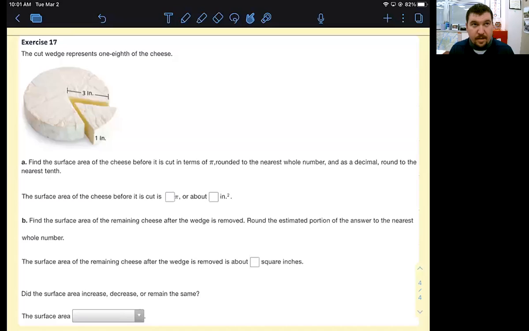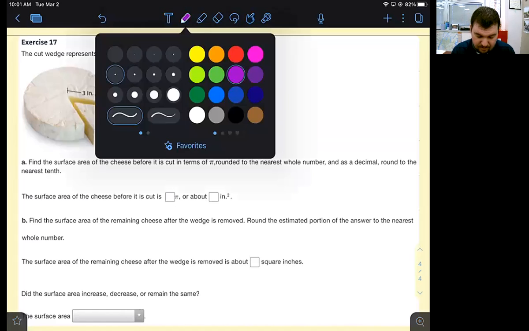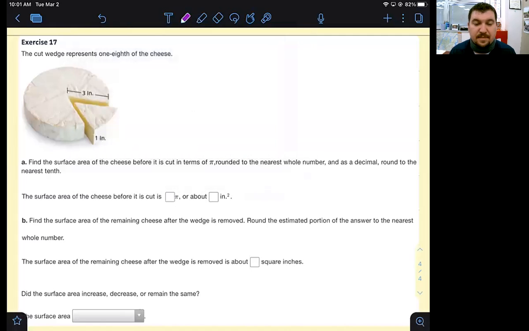But for right now, what I'm actually going to look at to start with is the last question from your 9.3 notes, which was a homework question, number 17 from 9.3. So we're going to look at this together. And then I'm going to do some other examples with you of prisms and cylinders as well. So number 17 says, the cut wedge represents 1/8 of the cheese.